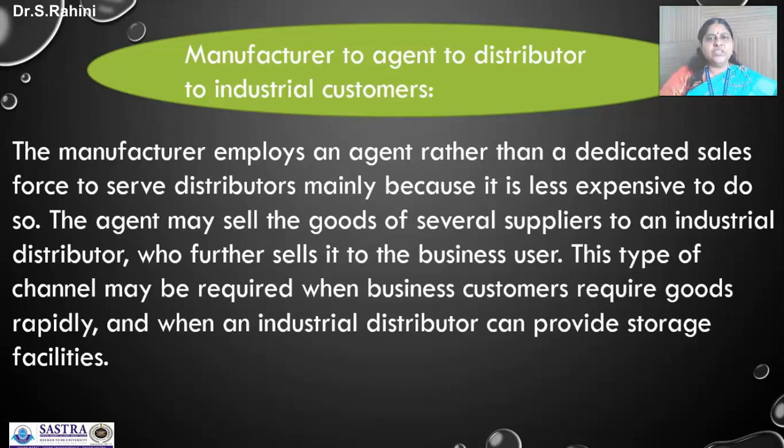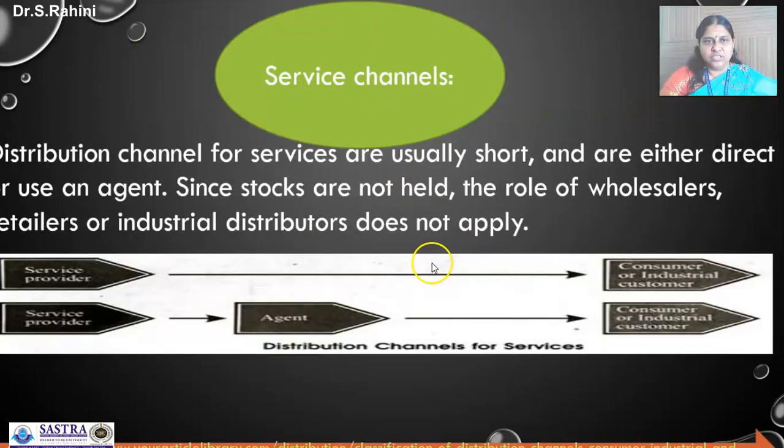The manufacturer employs an agent rather than a dedicated sales force to serve distributors, mainly because it is less expensive to do so. The agent may sell the goods of several suppliers to an industrial distributor, who further sells it to the business user. This type of channel may be required when business customers require goods rapidly, and when the industrial distributor can provide storage facilities also. So this is a very important model, the agent distributor model in industrial goods distribution.